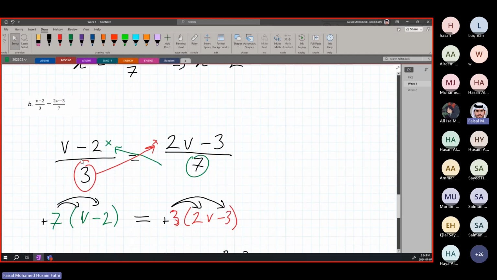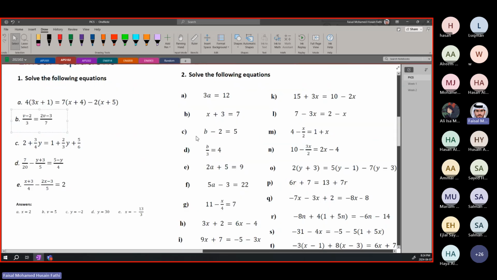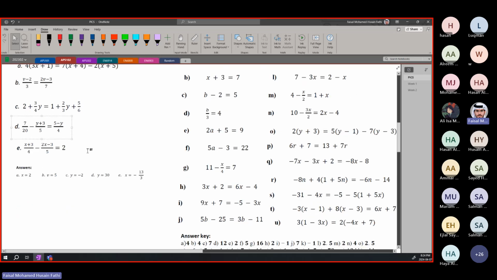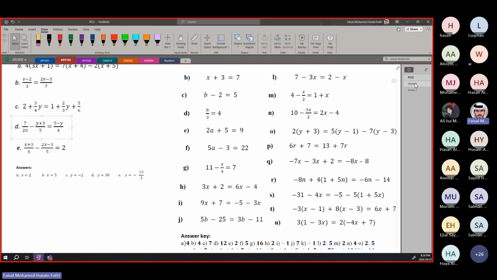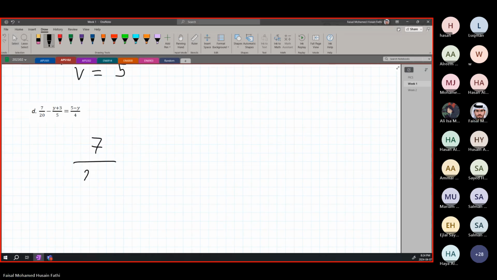Again, quick recap. When you have fractions, you will do cross multiplication directly. Okay? This is how you would be able to deal with it very quickly, and then you will just follow the same steps as we did earlier. This is just fractions. And then, now, let's say we have something like this. We have 7 over 20 minus y plus 3 over 5 is equal to 5 minus y over 4.